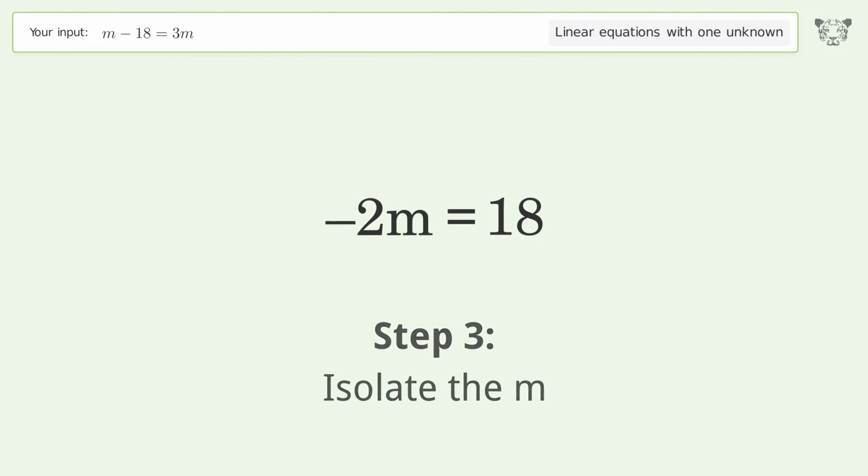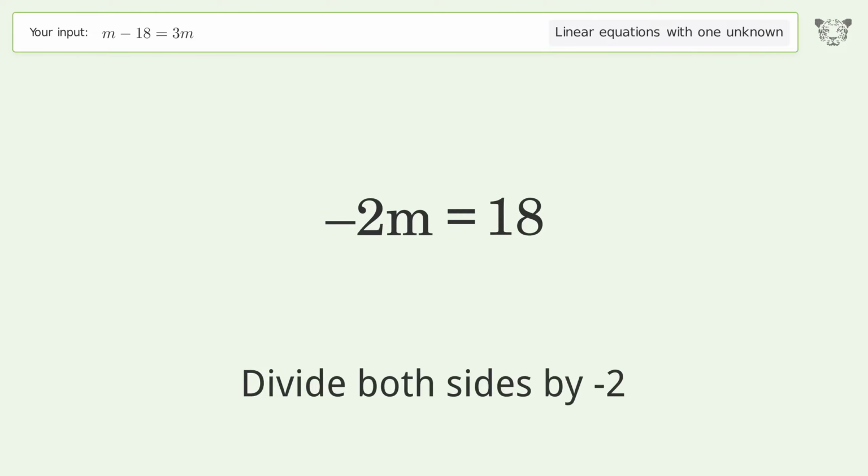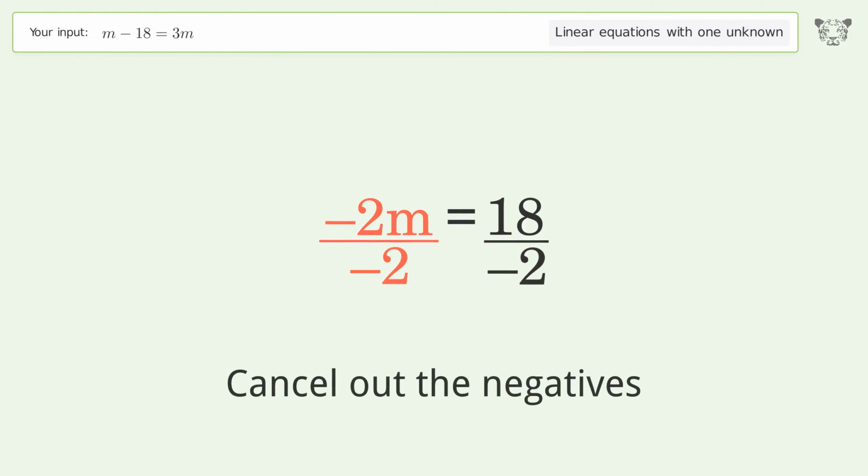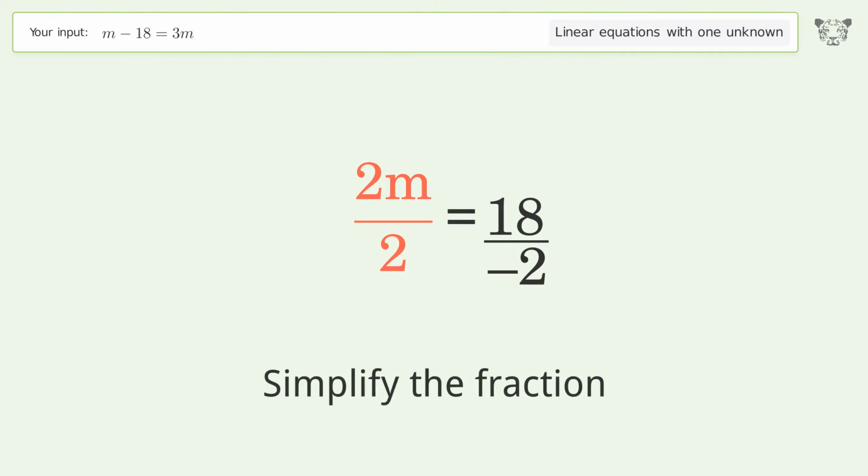Isolate the m. Divide both sides by -2. Cancel out the negatives. Simplify the fraction.